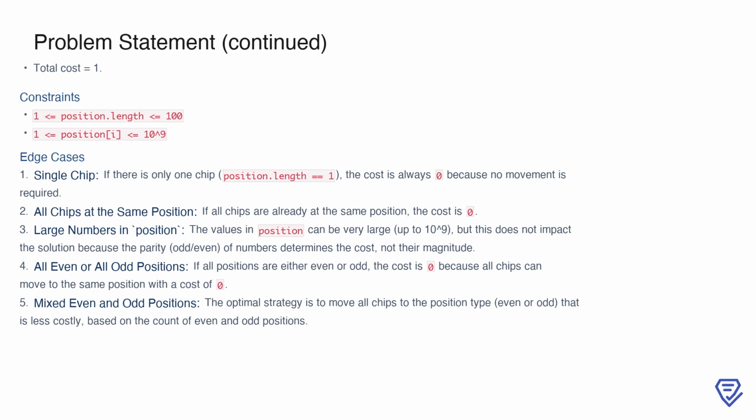If all positions are either even or odd, the cost remains 0 because all chips can align without any cost. However, if the positions are a mix of even and odd, the optimal strategy is to move all chips to the parity group, either even or odd, that has fewer chips, as this minimizes the total cost. This ensures the solution is both efficient and correct.